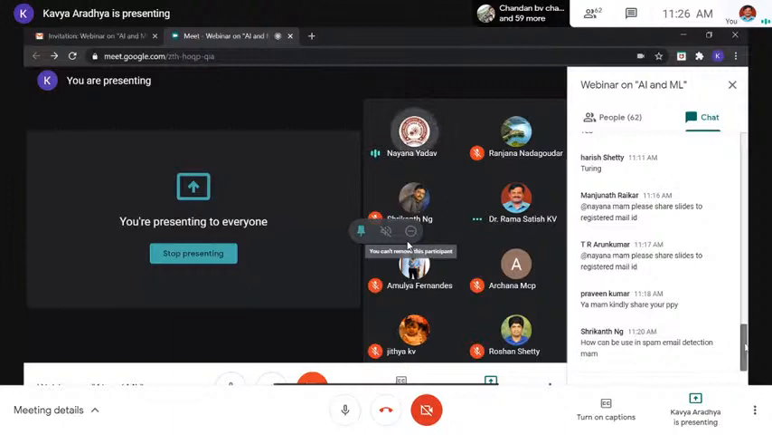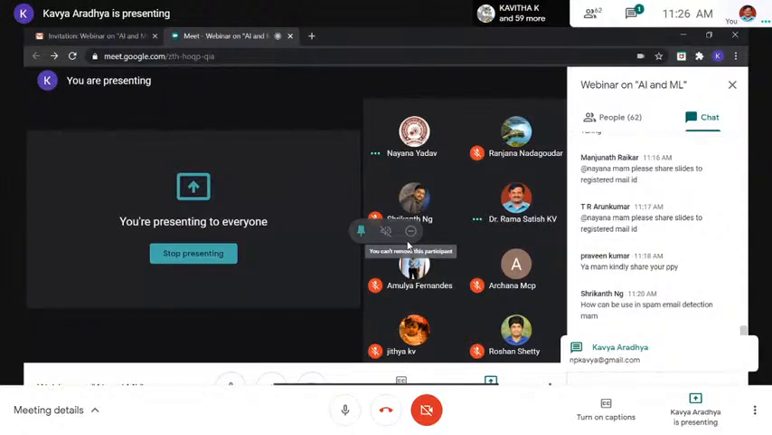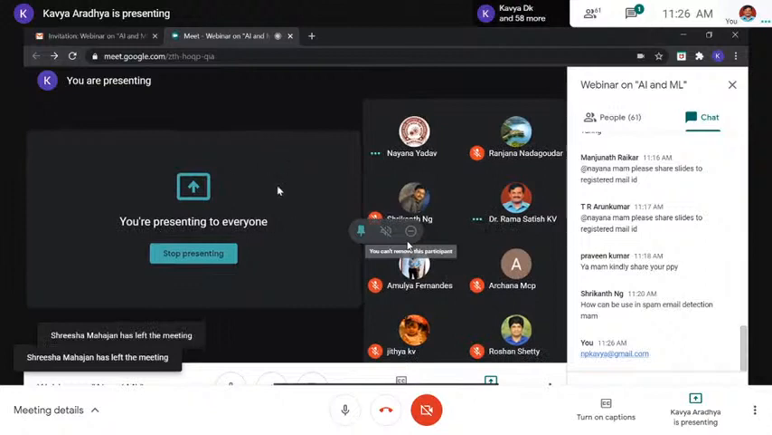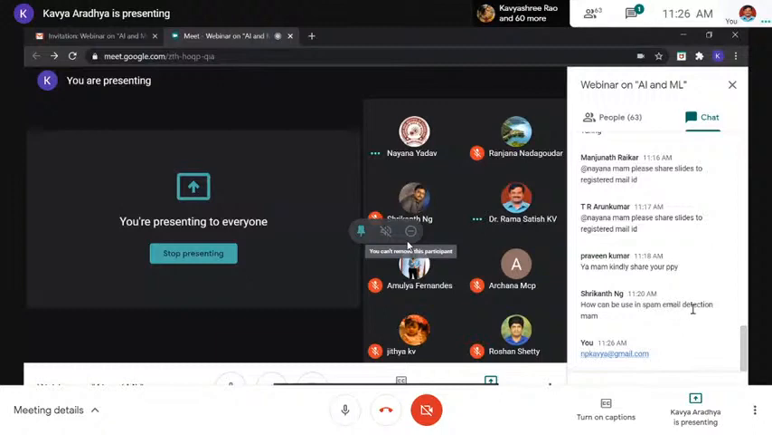Ma'am, we have a question from Shrikant NG. He's asking how it can be used in spam mail email detection. Okay, email detection, fine. I can share the detailed content with you. I'll just give it in the chat: kva@gmail.com. I have just given my mail ID. I'll share the complete content on how it actually works in email detection. I have the complete set of slides I can explain.